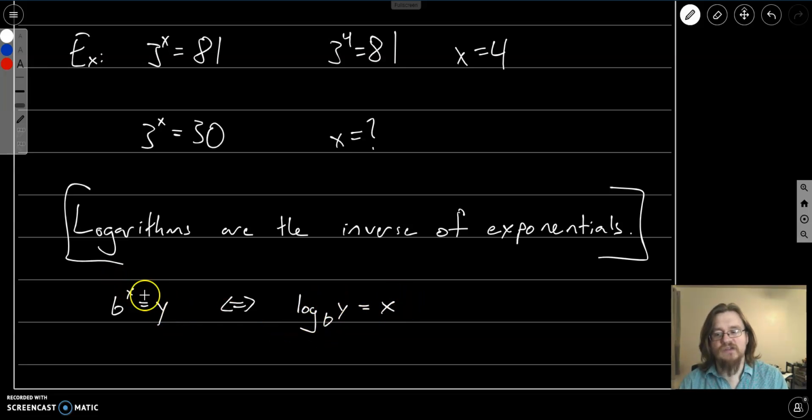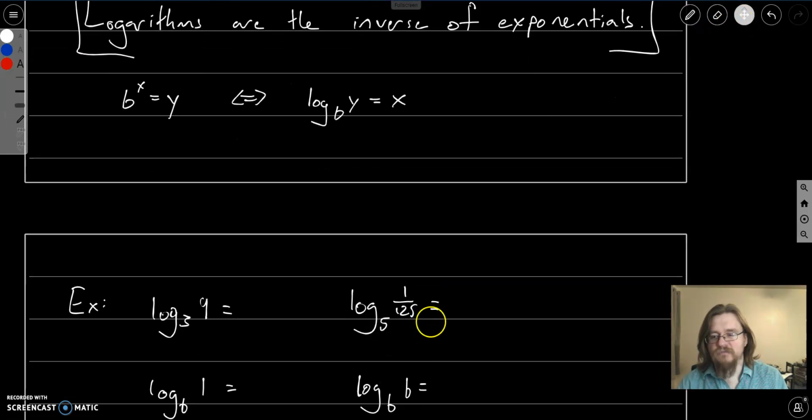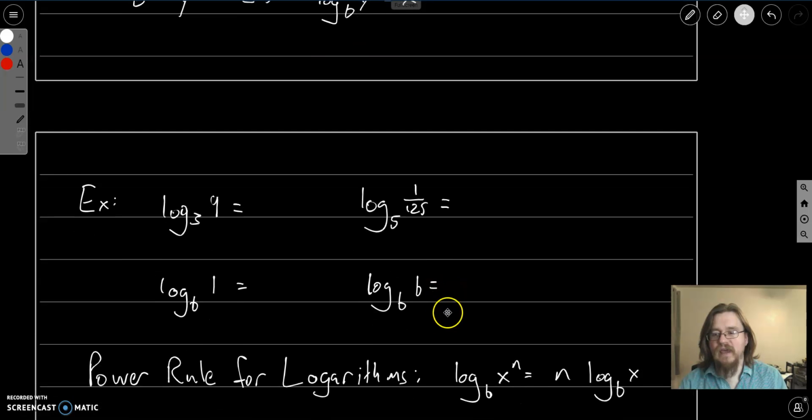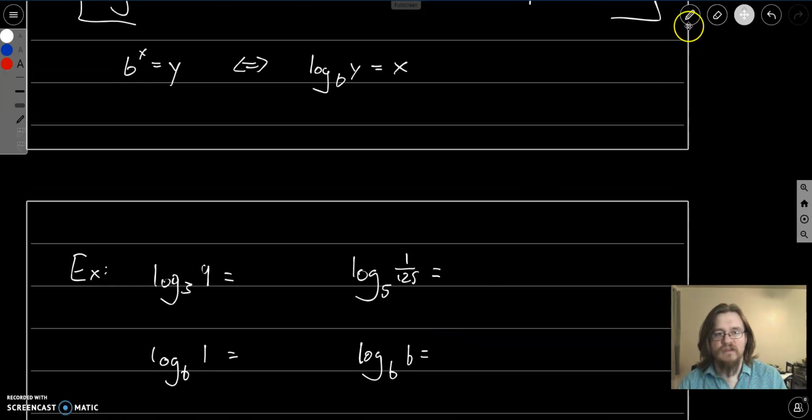So essentially we can swap x and y. So let's put this to use. If I have log base 3 of 9, that's asking: if I said that this was equal to y, then this would be saying that 3 to the y power is equal to 9, and we know that 3 squared is equal to 9. So log base 3 of 9 is 2.